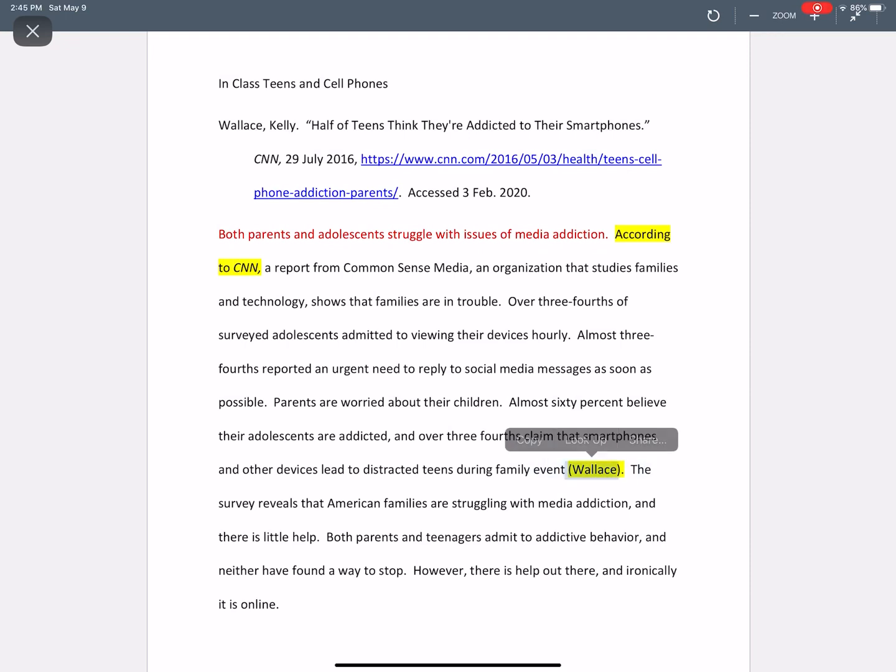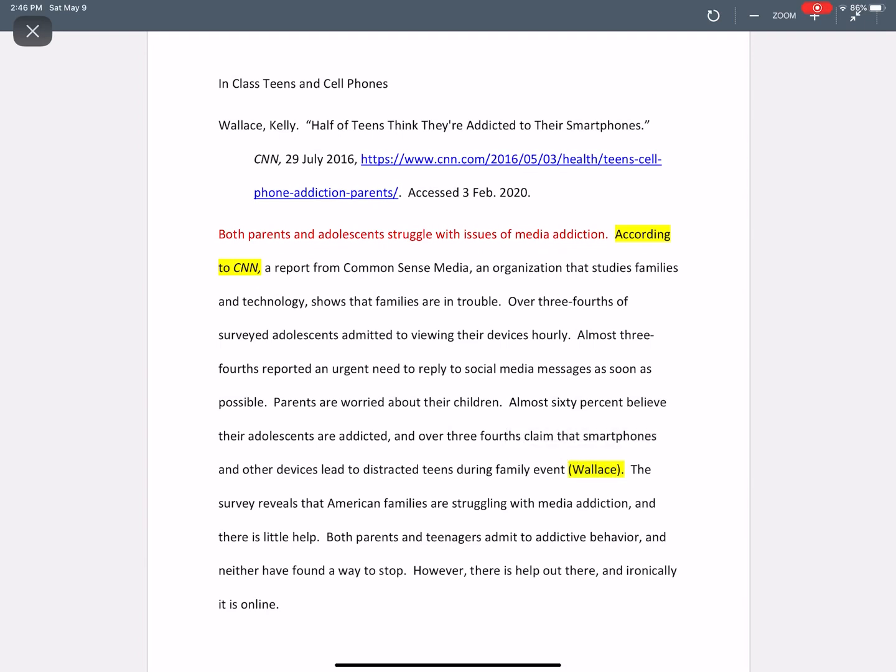Now then at the end, here I've got Wallace in parentheses. So that indicates that it's the end of the source use. And it leads me alphabetically in the works cited to Wallace, Kelly. So these two pieces of information, the signal phrase, which gives the name of the source in italics, and the in-text citation, which gives me, in this case, the author's last name, are kind of the bookends, and in between is the paraphrase, right?